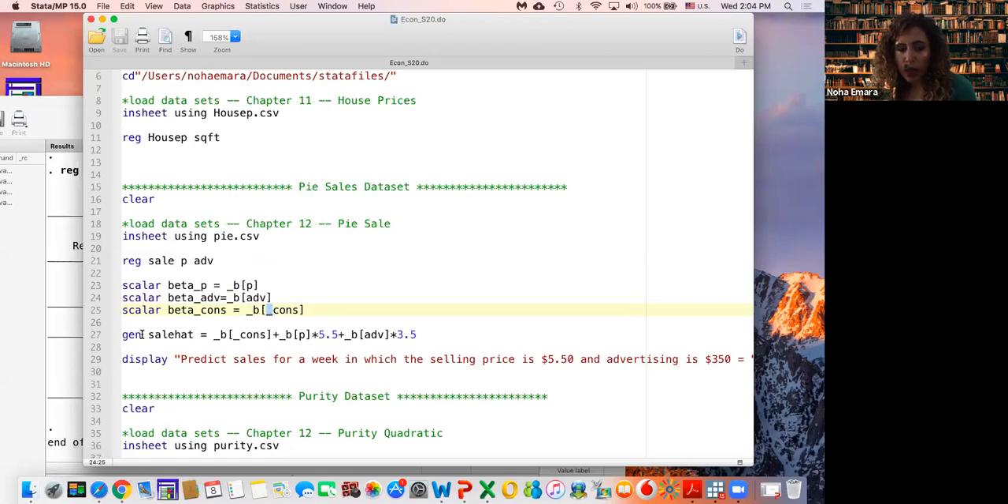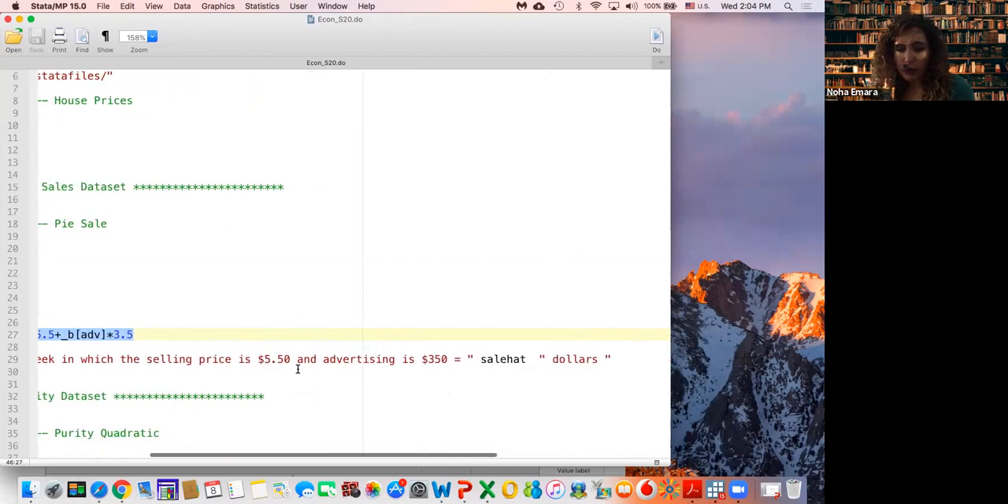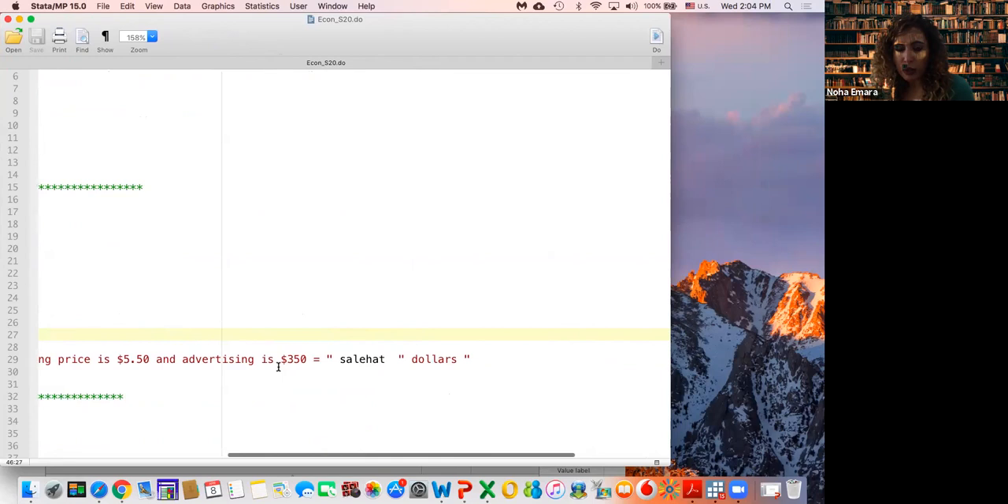Then what you need to do next is generate the sales hat, the estimation of sales. You can name it S or sales predicted value, whatever. It's equal to the constant plus beta P times 5.5 plus beta advertising times 3.5. So we're trying to answer the question: what is the predicted sales for a week in which selling price is 5.5 and advertising is 350?